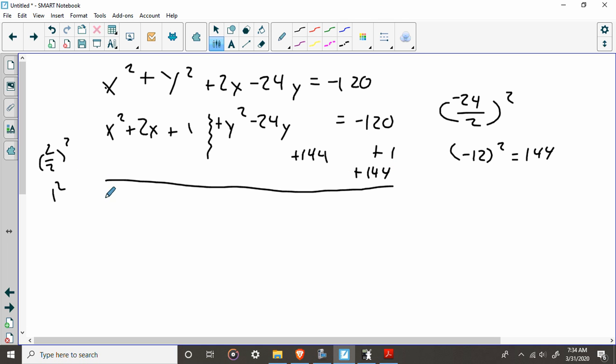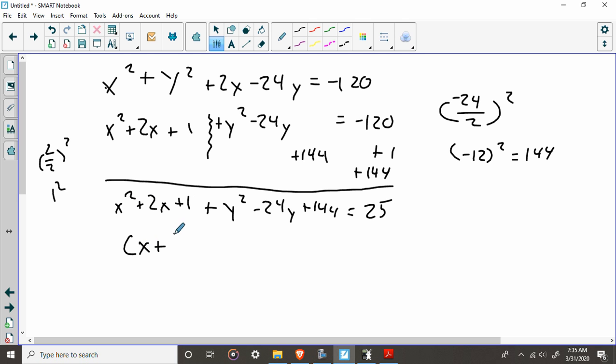Okay, so again, x squared plus 2x plus 1. If you're okay going straight to perfect square form here, you go right ahead and do that. Y squared minus 24y plus 144. Negative 120 plus 1 plus 144 is going to be 25. Again, very conveniently a perfect square. Square root of this one, sign of this one, square root of this one.